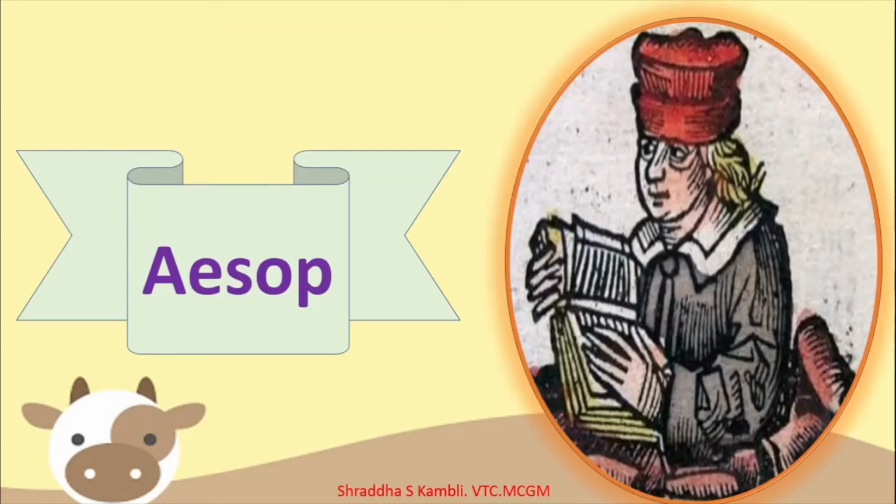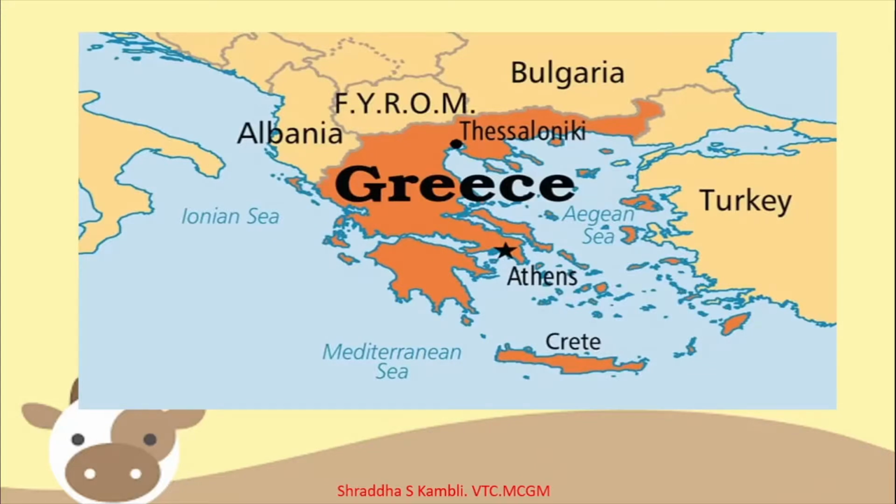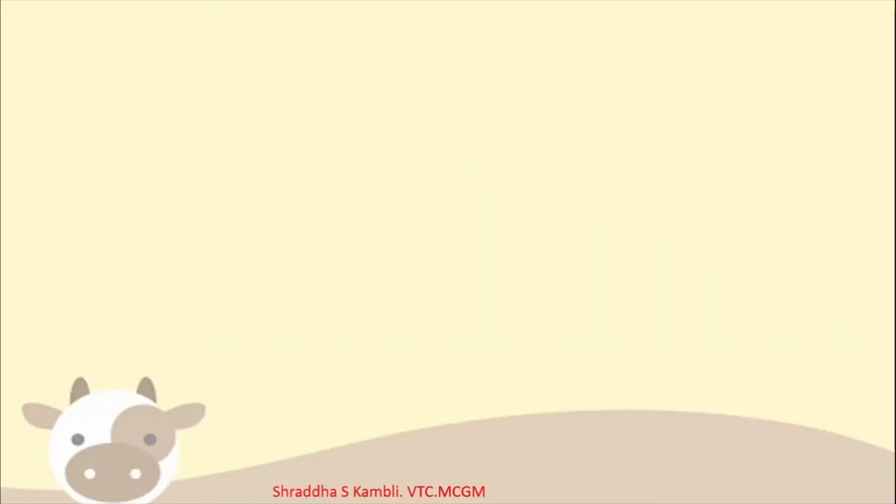Now let us look at the person called as Aesop. So who was Aesop? Aesop was a person who lived hundreds of years ago, and he was supposed to be a very wise old man. Now he lived in this country called Greece. So can you see Greece here on the map? And his stories became so famous and so popular that even today we get to hear his stories. Alright, so this is about Aesop.